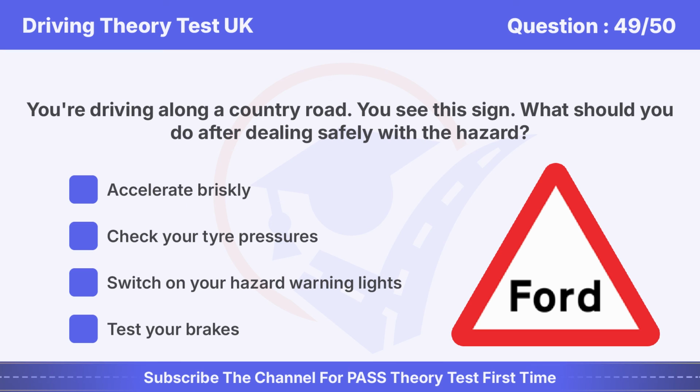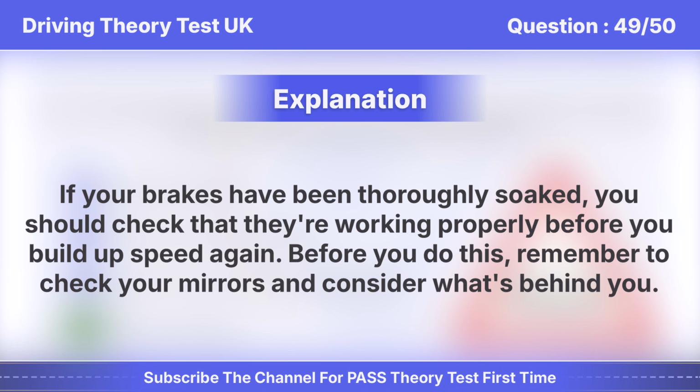Question 49. You're driving along a country road. You see this sign. What should you do after dealing safely with the hazard? Answer is D. Test your brakes. If your brakes have been thoroughly soaked, you should check that they're working properly before you build up speed again. Before you do this, remember to check your mirrors and consider what's behind you.